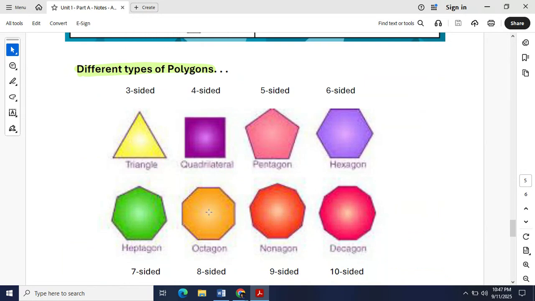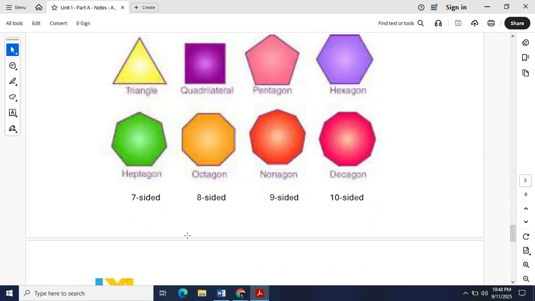A 3-sided polygon is called a triangle. 4-sided, we already know, is a quadrilateral. 5-sided polygon is a pentagon. 6-sided polygon is a hexagon. 7-sided polygon is a heptagon. 8, like an octopus, has 8 tentacles. An 8-sided polygon is an octagon. 9-sided is nonagon, and 10-sided is decagon. And if you know, 10 years represents a decade. So a 10-sided polygon is a decagon.